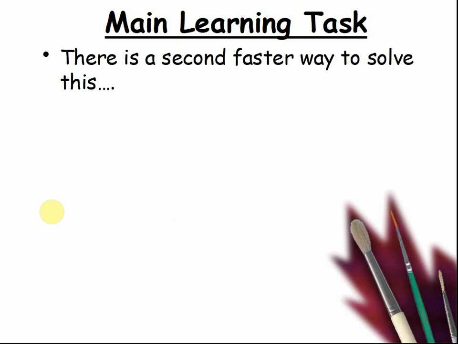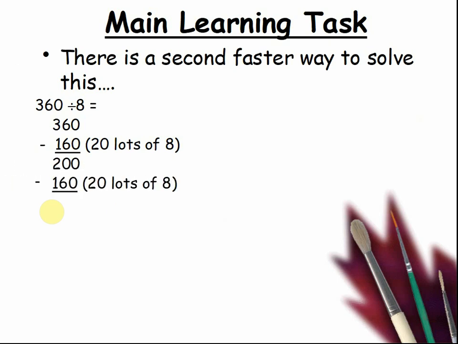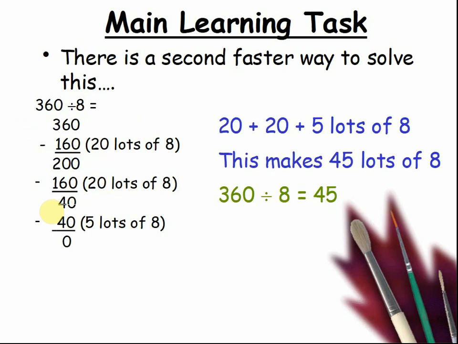There is a second, faster way to solve this. 360 divided by 8. 360, we could take off 20 lots of 8, which is 160. We could take off another 20 lots of 8, another 160, which makes 40. And we take off 5 lots of 8, which means nothing more to take off. 20 plus 20 plus 5 lots of 8. That makes 45 lots of 8. 360 divided by 8 equals 45.